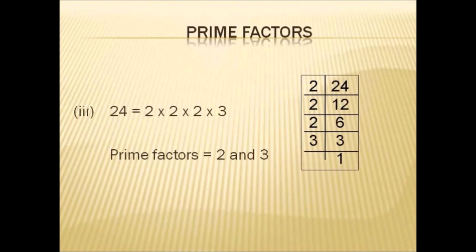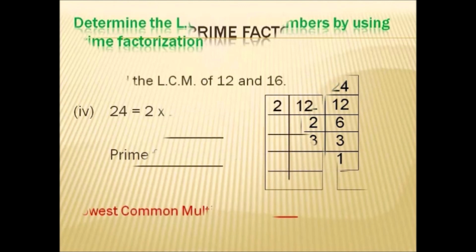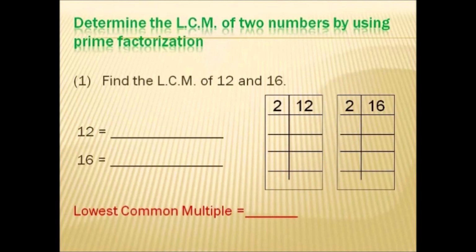And number 4, 24, begin dividing by 2 in your division brackets. 2 into 24, 12. 2 into 12, 6. 2 into 6, 3. Then 3 into 3, 1. Stop. So your prime factors for 24 would be 2 and 3. And if you write it out, 24 is equal to 2 times 2 times 2 times 3, or 2 cubed times 3. Those would be the prime factors of 24. Now let's determine the LCM of two numbers by using prime factorization, and let's begin with 12 and 16.